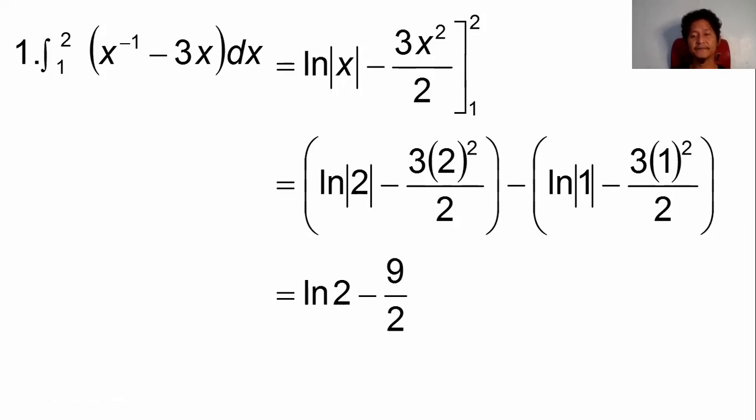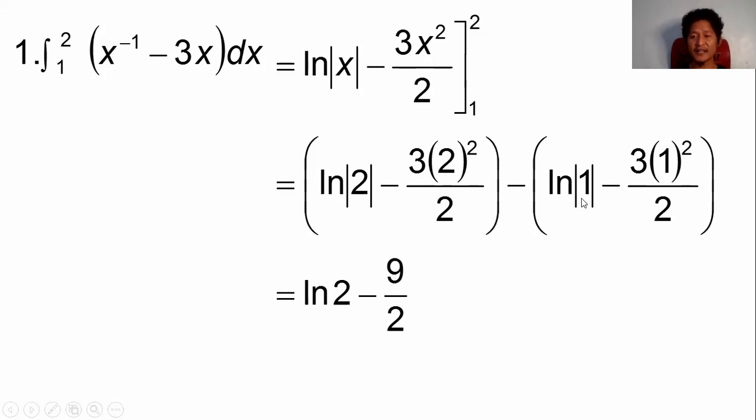Okay, malinaw? Sir pa ulit po. Ang ginawa lang natin dito, we just integrate ulit natin. So, the integral of x to the -1 is ln of absolute value of x. And then negative 3x is negative 3x squared over 2. And then we just substitute the upper. So, when x is 2, palitan lang natin lahat ng x ng 2. So, naging ganito. Yung una, minus when x is 1 naman. So, palitan naman natin yung x natin ng 1. So, kaya meron tayong minus ln of absolute value of 1 minus 3 times 1 squared over 2.